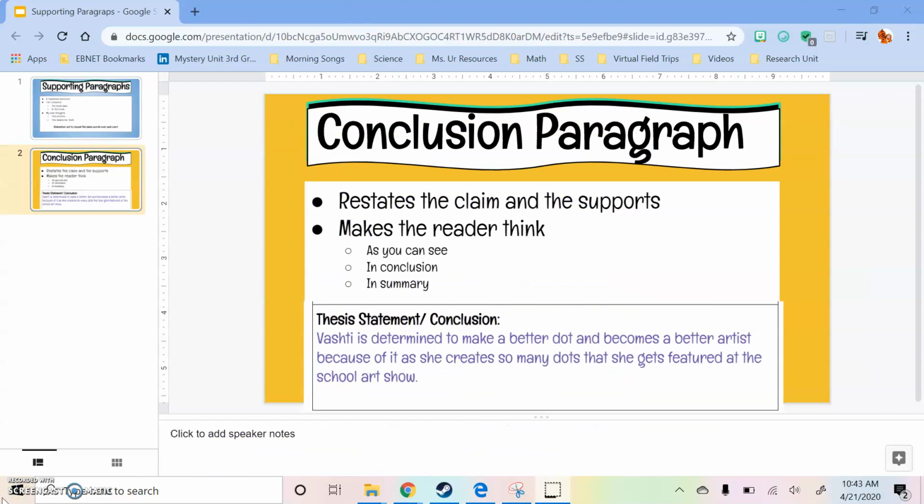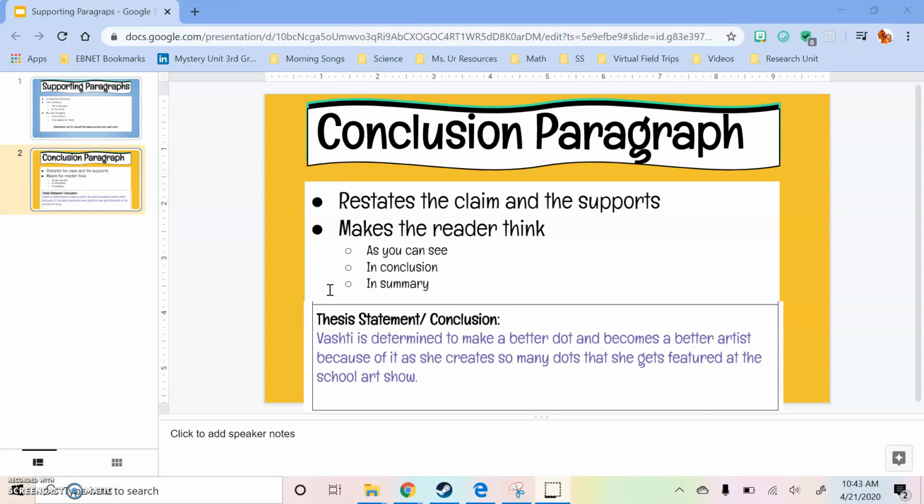The conclusion paragraph has important parts just like the introduction and the supporting paragraph. Let's take a look at what you need to include in your conclusion paragraph. First, you need to make sure you restate the claim and the supports. You also want to make the reader think in your conclusion. Here below are three different transition words that you can use to start your conclusion paragraph. All right, let's get started.